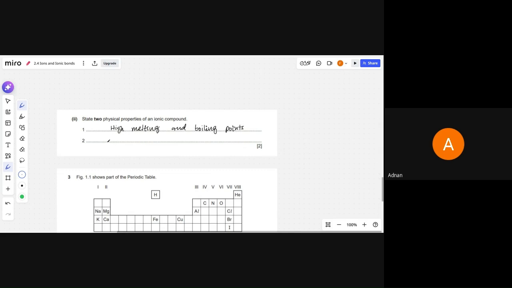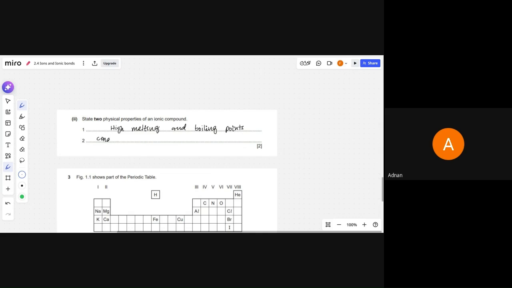And for the second one, you can say that it conducts electricity when molten. Remember, you must write "when molten," because they don't conduct electricity in a solid state. If you don't write the words "when molten," you're not going to get any mark.